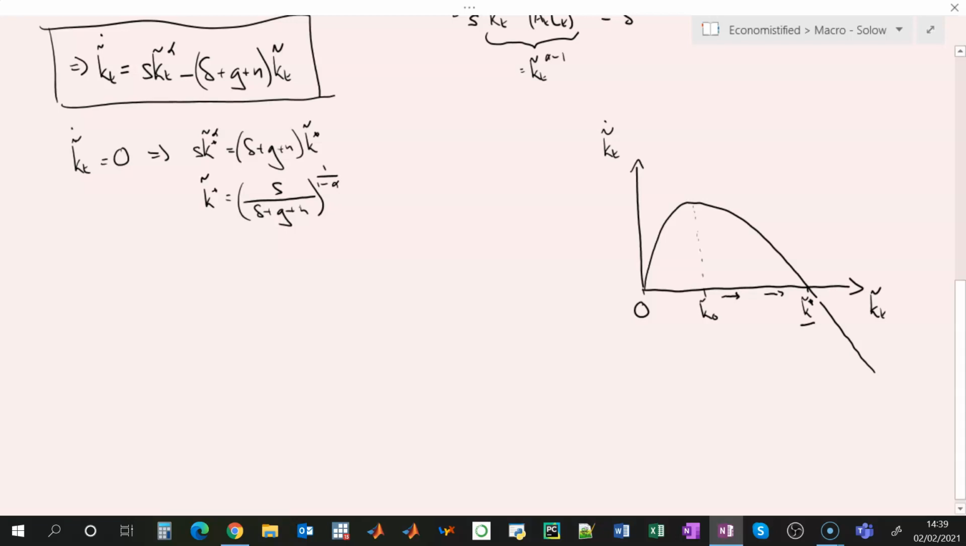It's also decreasing in G and N. So remember, these are the growth rates of total factor productivity and population or labor supply, which may seem a little counterintuitive at first. But if you think about it, K tilde is capital per effective worker. So we're detrending by these variables A and L, by productivity and labor supply. So this makes sense. If we are increasing the number of people every year, then we're going to be able to sustain a lower level of capital stock per worker or per effective worker.